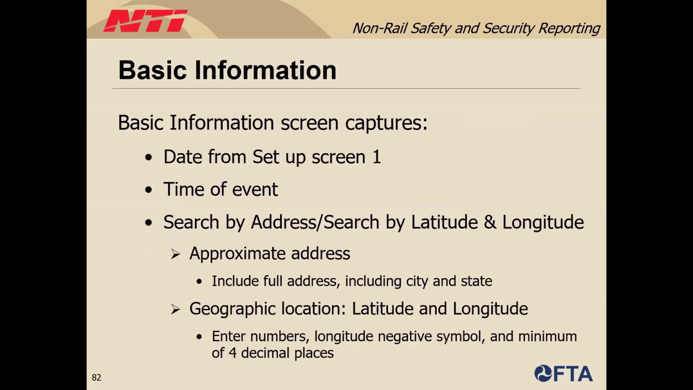If the event meets the criteria for a major event, the basic information screen will appear next. The basic information screen displays the date you already selected. Enter the time of the event. I'm sure most of you are already familiar with the new options to complete the geographic coordinates or the approximate address. If you click on Search by Address, enter the full address in the approximate address field, and the system will find the latitude and longitude for you.